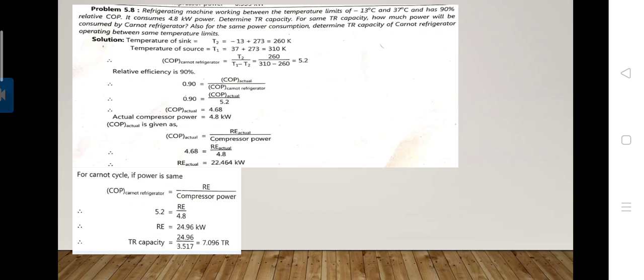So 5.2 is equal to RE divided by 4.8. 4.8 is the same because in both cases the compressor power required to drive the compressor is the same. So the refrigeration effect is equal to 24.96 kilowatt. Now we have to calculate the ton refrigeration capacity by using the refrigeration effect divided by 3.517, that is one ton of refrigeration effect. So the TR capacity is equal to 24.96 divided by 3.517, which is equal to 7.096 ton of refrigeration. Okay, that is the TR capacity.